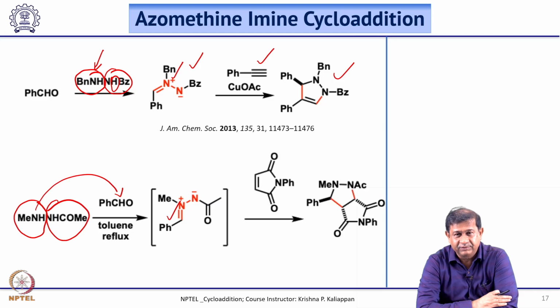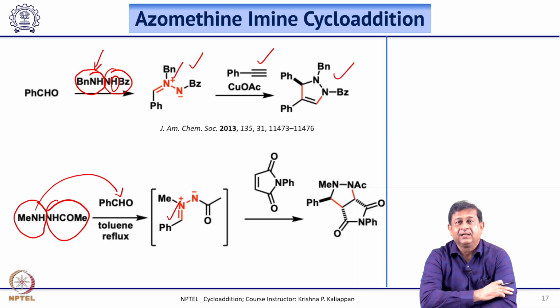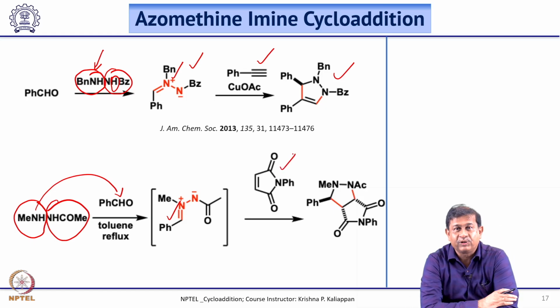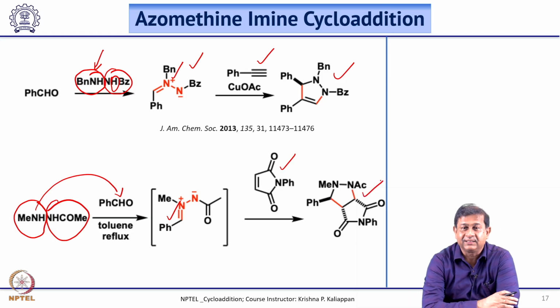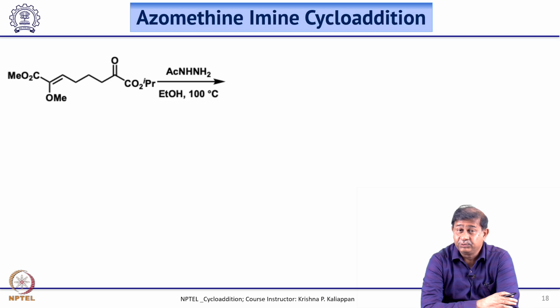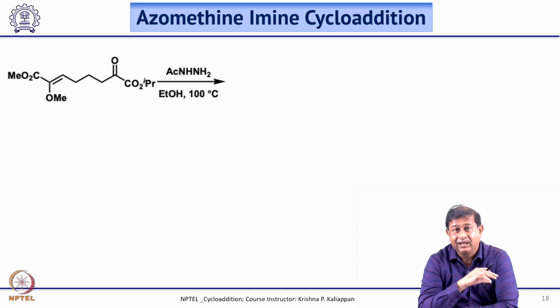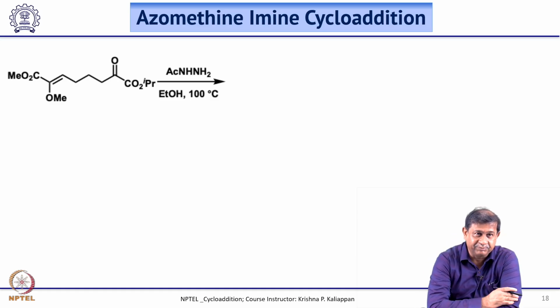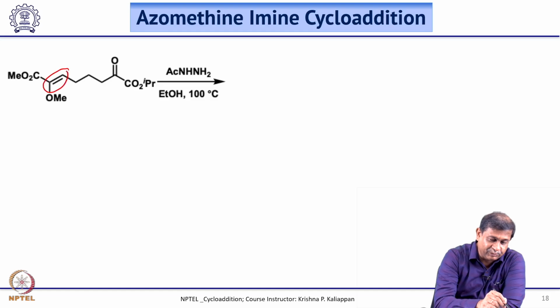So once this is formed, it can undergo various dipolar cycloadditions with dipolarophiles. If it undergoes 1,3-dipolar cycloaddition with N-phenylmaleimide, one will get this bicyclic compound. Very simple. And one can also think about intramolecular 1,3-dipolar cycloaddition if the azomethine imine can be generated in situ, and also the substrate should have the dipolarophile.